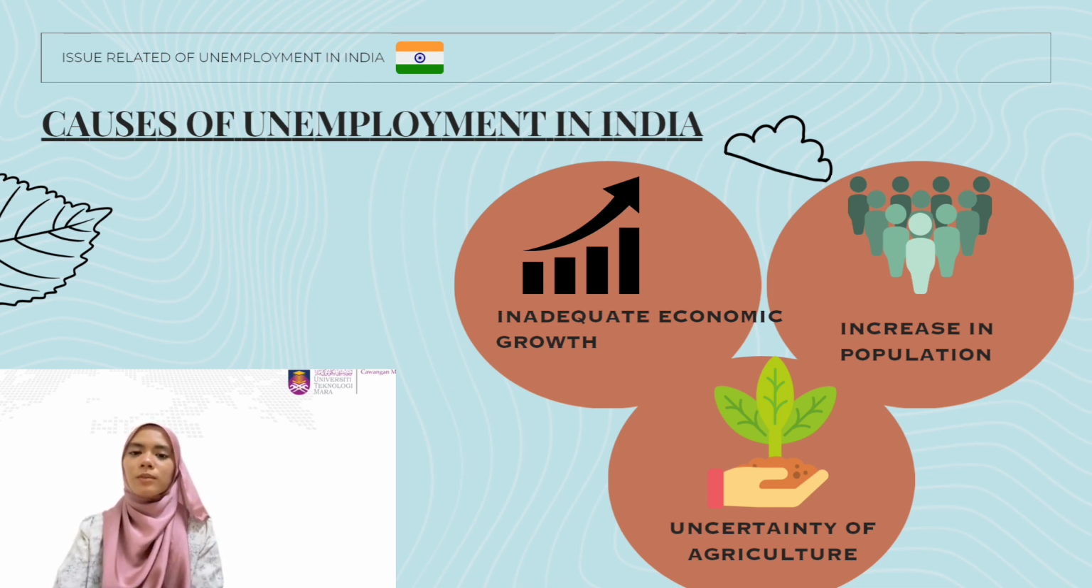Next concerns uncertainty of agriculture. Even after the development of science, agriculture in India depends on the mercy of nature. Every year, millions of laborers lose their jobs due to droughts, floods, and other natural calamities, causing uncertainty and unemployment in agriculture. The result is that for a considerable portion of the year, many agriculture workers lack needed employment and income.